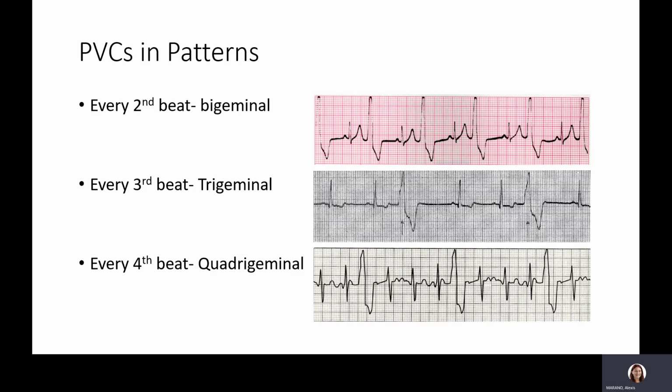Sometimes it can happen in patterns. It could be every other beat is a PVC, which would be considered bigeminal, bi meaning 2. Every third beat would be trigeminal PVCs, and every fourth beat would be quadgeminal.